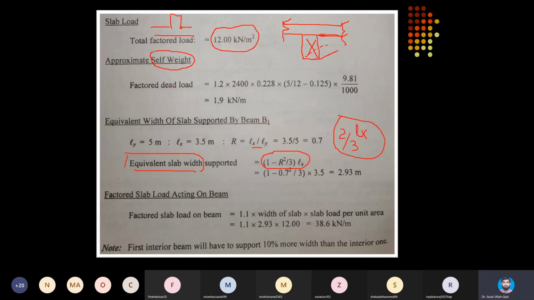In order to determine the approximate self weight of the beam projection below the slab, because we have to design this beam also, at the moment I only know the width of the beam, which I fixed as equal to the column width, 228 millimeter. But regarding its depth I have no idea, because I have to proportion it finally for design purpose.